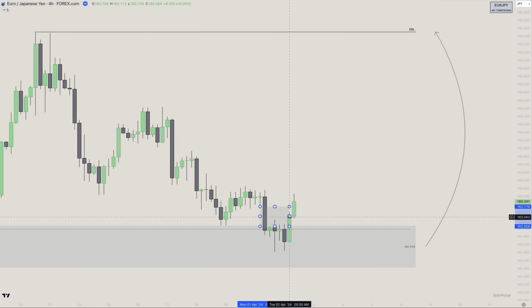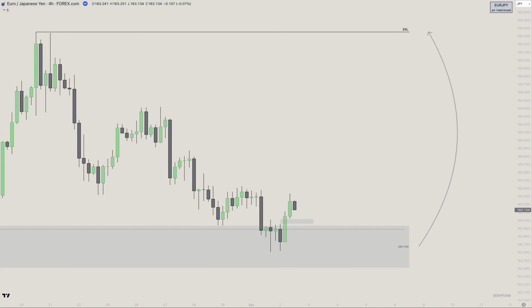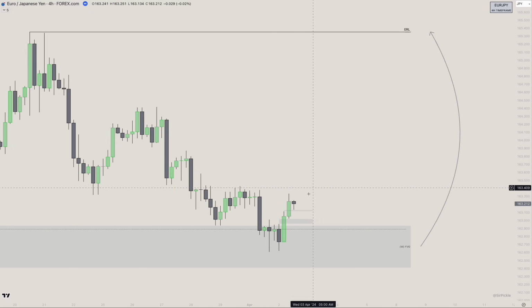So right here, we get our 4-hour fair value gap. I'm ready to long at this point. So we get another one right there. A new 4-hour fair value gap. So in this case, which one do you long? You have two right here. I always long the first one. It is that first line of defense. A move down into this one is never really guaranteed.